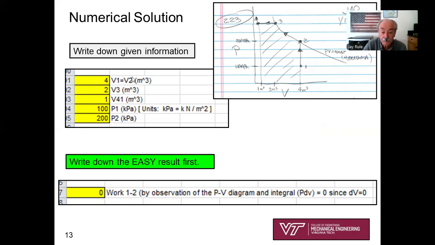V1 is V2, that's 4 cubic meters. V3 is 2 cubic meters, given. V4, I've got a typo here, don't I? V4, not V41. V4 is 1 cubic meter. P1, notice here, I didn't even write down bars. I just wrote P1 is 100 kPa. I do that in my head. Okay. P2, given 200 kPa. And then another thing in my solution, I'm going to write down the work from 1 to 2 is 0. I'm going to clearly show that in my solution because that's going to be good, easy partial credit.